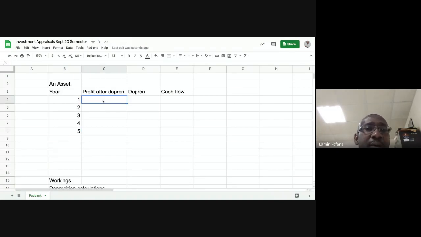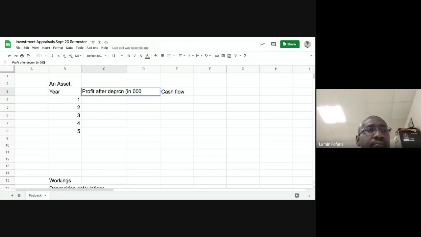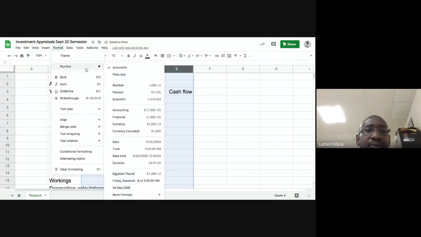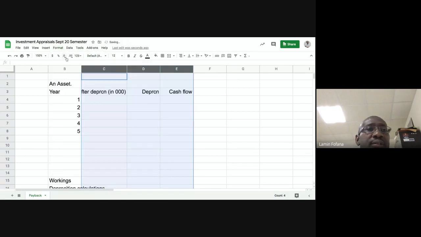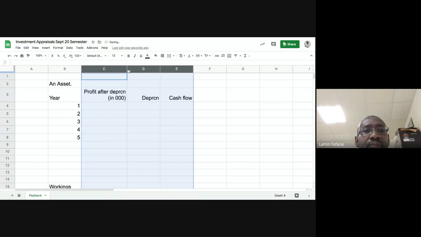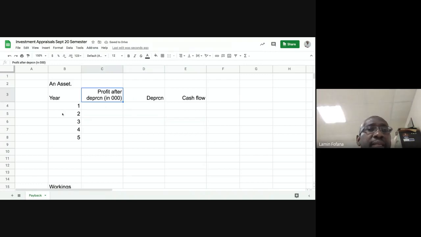Right. So what are our profits after depreciation? We're going to do them in thousands. Let me just do this. I align to the right. I number format with a 1000 separator. I'll reduce it. And I'm going to wrap this. Okay. So all these ones will be in thousands.